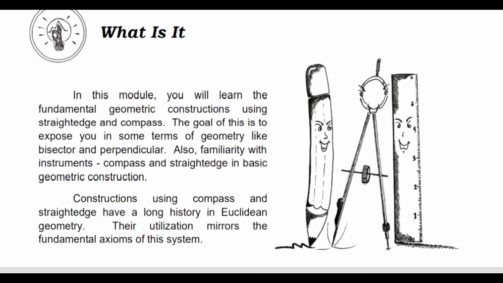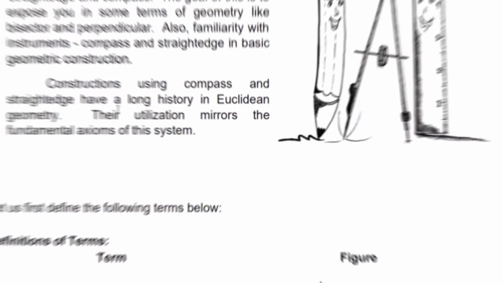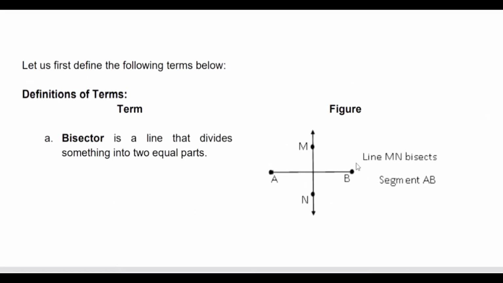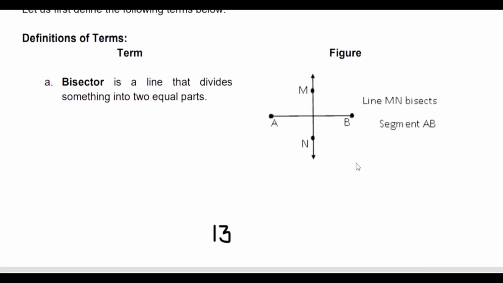Construction using compass and straight edge has a long history in Euclidean geometry. Their utilization mirrors the fundamental axioms of this system. Now let us first define the following terms below. First we have the bisector. A bisector is a line that divides something into two equal parts.